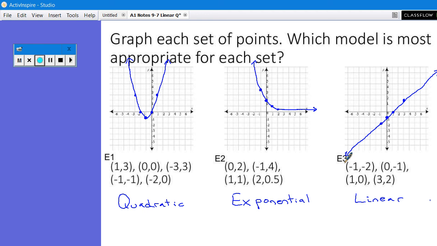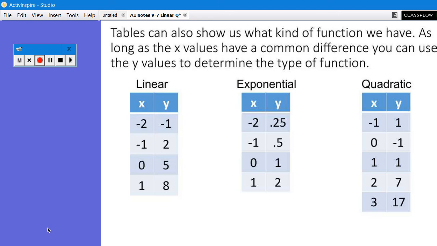Okay, so the next type of problem we're going to be doing is doing the same process but from a table. So let's show you what that looks like. We've done this already for linear and exponential. The only one that's new is the quadratic. So let's show you how to find that. So getting started, we'll take a look at these.